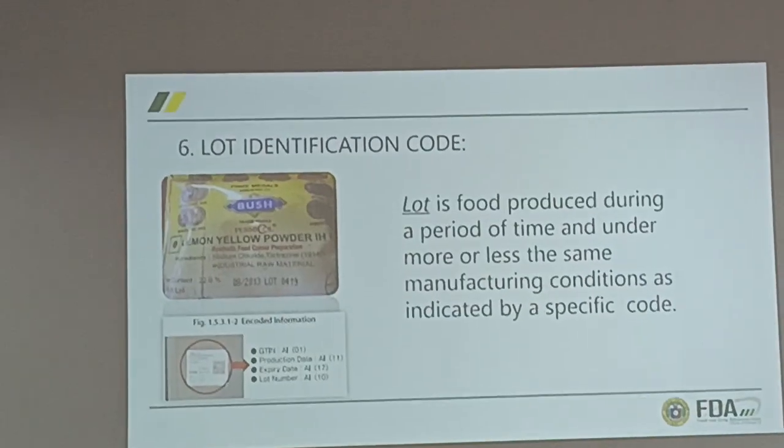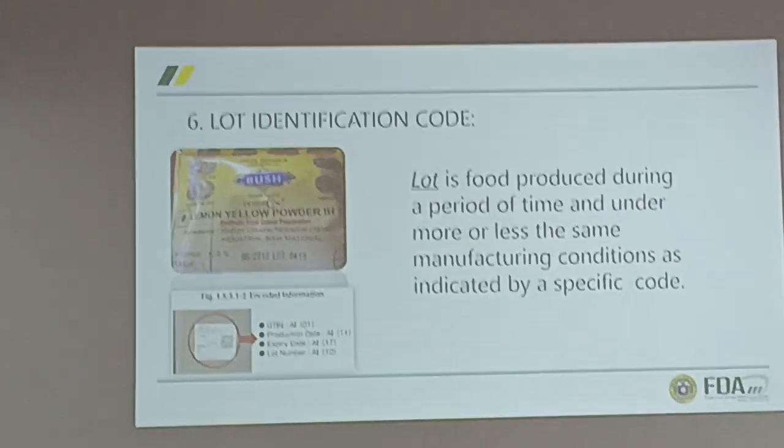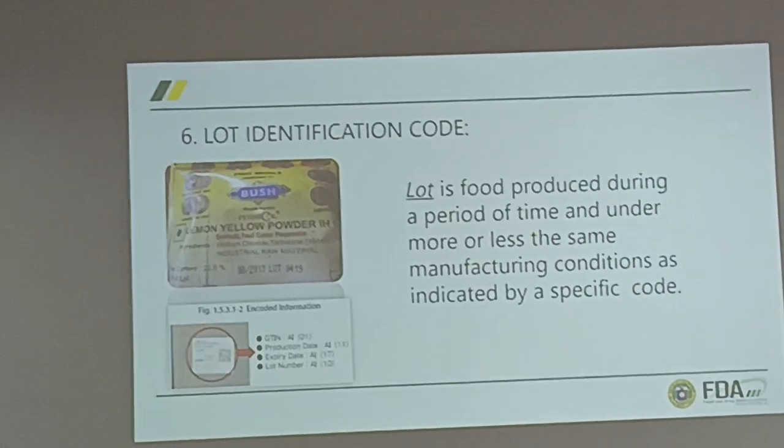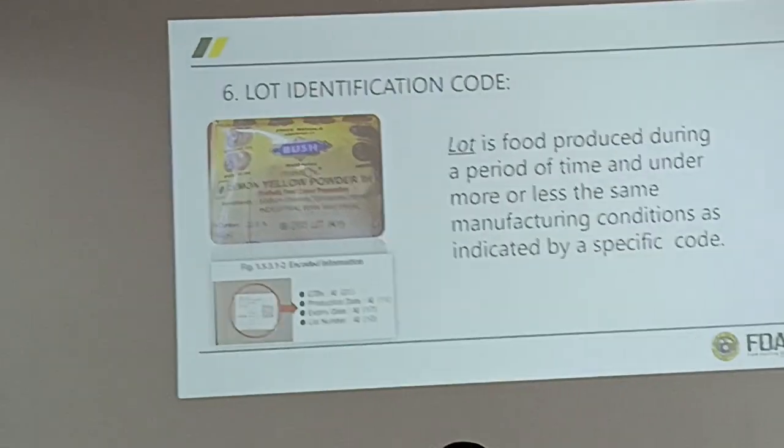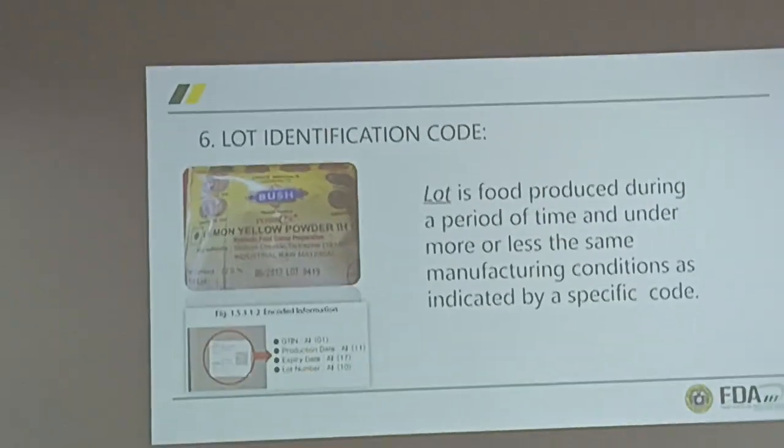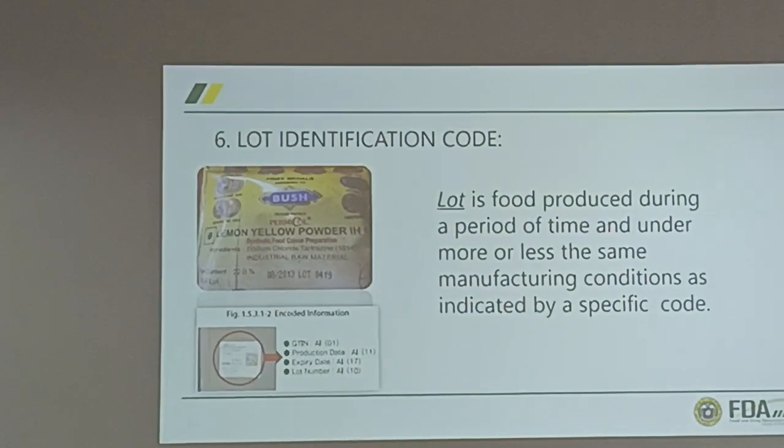So next is the lot identification code. So lot is a food produced during a period of time and under more or less the same manufacturing conditions as indicated by a specific code. So dito yung alam nila number na negative.